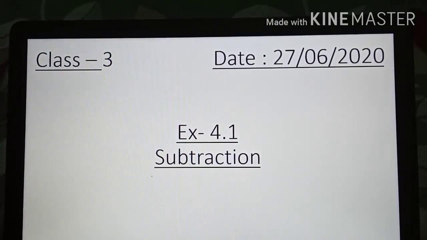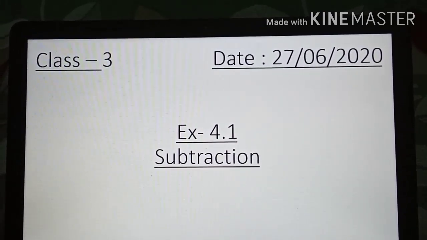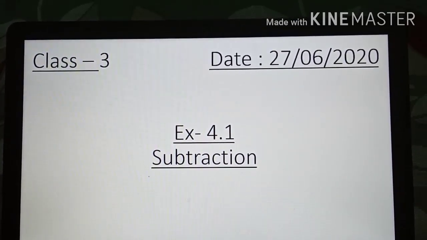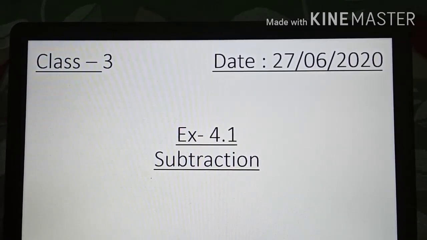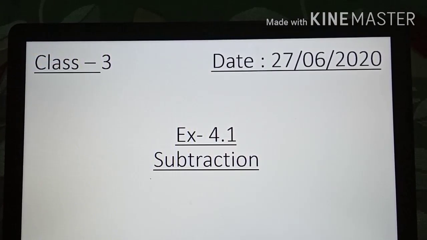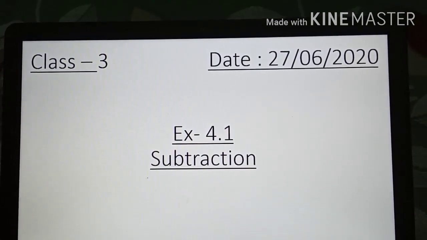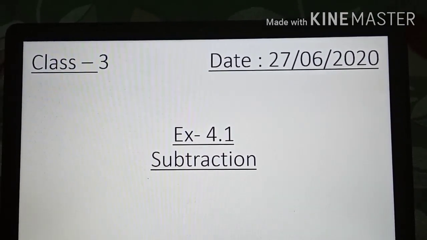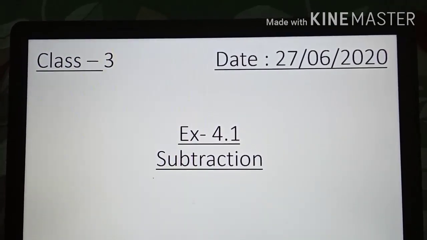Children, in our last video, we had started chapter 4, that is the subtraction chapter. As you remember, we have done page numbers 104 and 105. I hope all of you have completed them in the book itself. Very nice. Today we will start our exercise 4.1, that is subtraction of two-digit and three-digit numbers with borrowing. But before we start, I will tell you some facts about subtraction. Let's start.